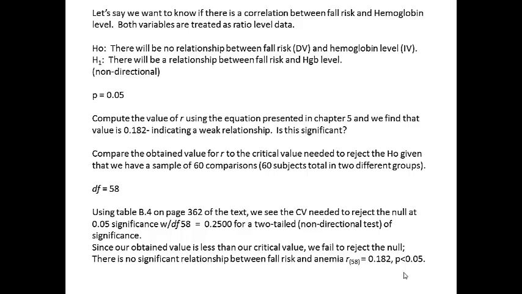Since our obtained value is less than our critical value, we fail to reject the null. There is no significant relationship between fall risk and anemia, where R with degrees of freedom of 58 is equal to 0.182 and our P is less than 0.05.